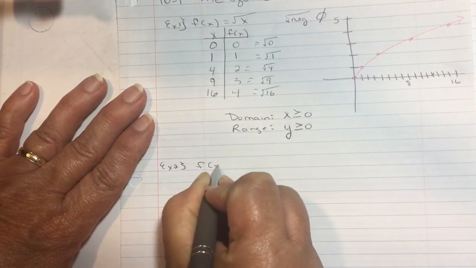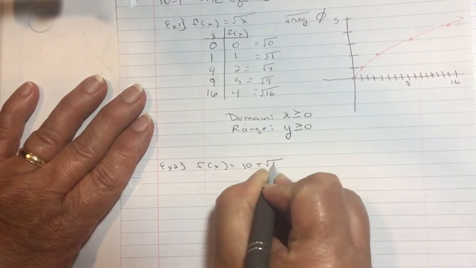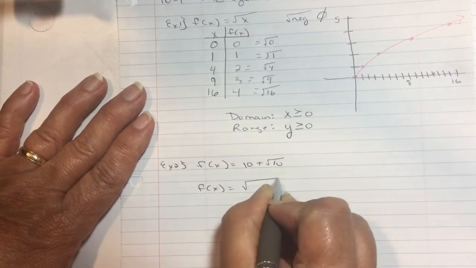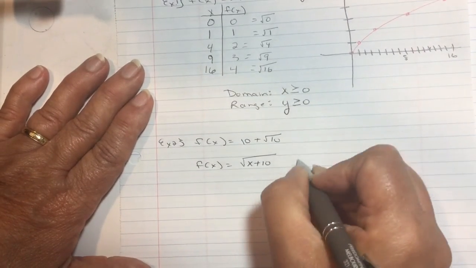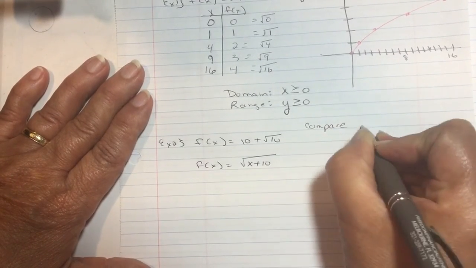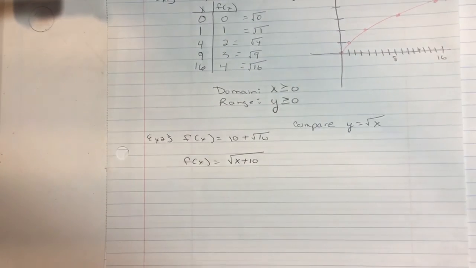Let's see if you can make some guesses on a couple of examples as to what is going to happen. I'm going to take my f of x, and I'm going to give you 10 plus radical x, and I'm going to also give you the radical x plus 10. How are these going to compare to the parent function, which is radical x? Pause the video while you think about that.